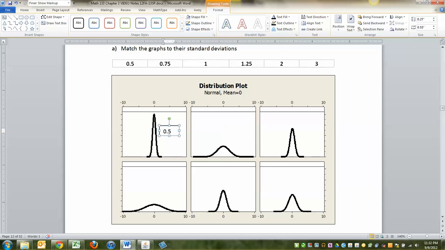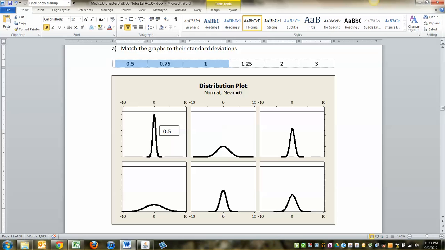All right, so what I've got is a whole bunch of standard deviations here, and the 6 graphs that go with those. And these are all bell-shaped and lovely graphs. So your mission is to match the standard deviation value with the graph that it must be. I've already done this one right here. This one's 0.5. You can tell it's 0.5 because it's the most packed. It has the smallest standard deviation.